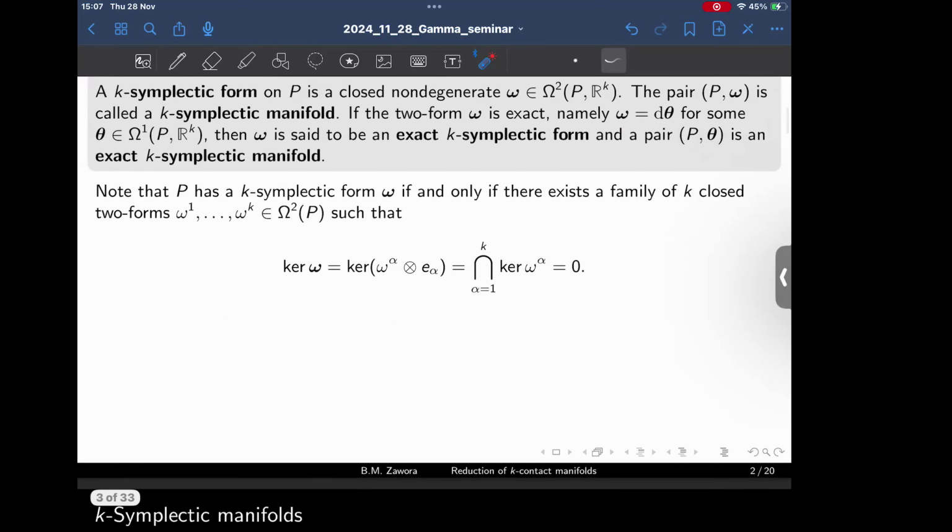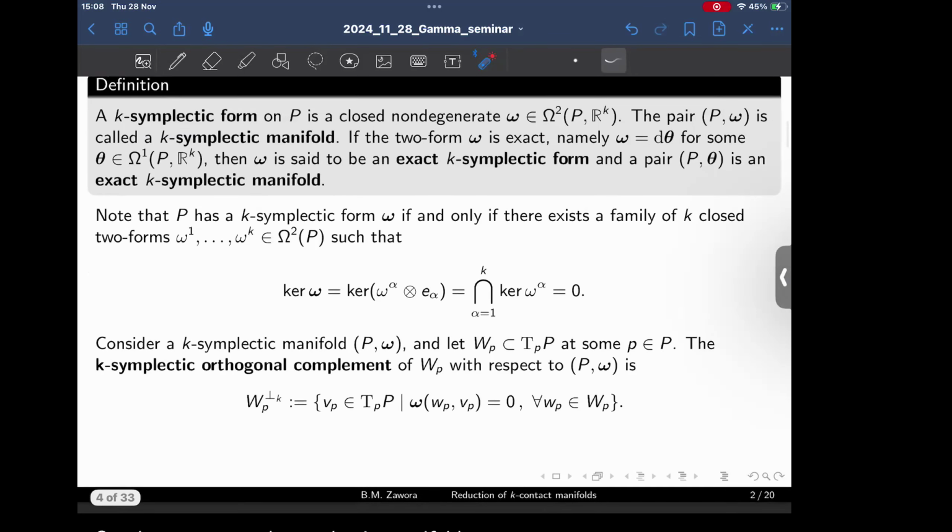So let me recall that, first of all, the R^k-valued differential two-form can be seen as a collection of k differential two-forms that are closed. And the non-degeneracy condition can be translated as the intersection of the kernels being equal to 0 everywhere.